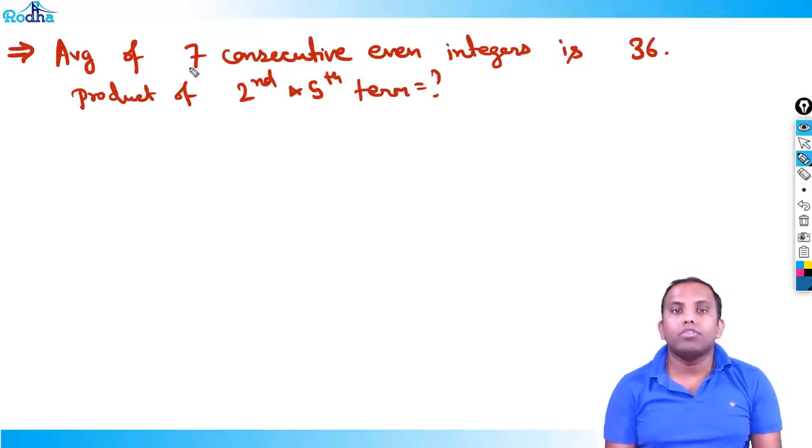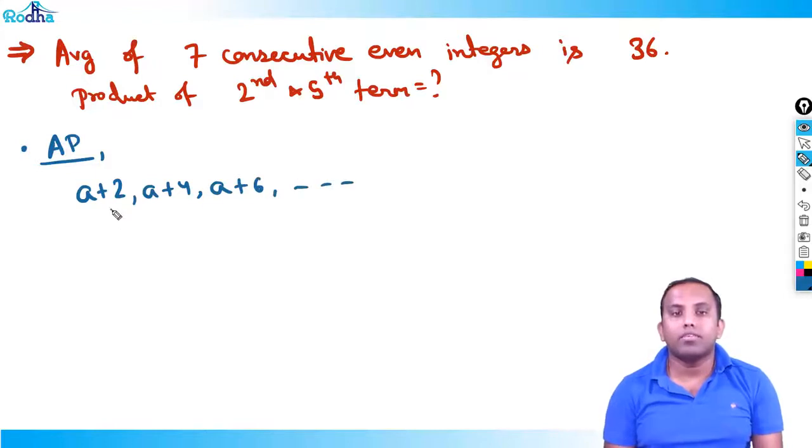The average of 7 consecutive even integers is 36. I can sense it here, right? 7 consecutive even integers means this series is in AP. Even integers always have a gap of 2. Suppose one term is a plus 2, the other term will be a plus 4, the other a plus 6, right? All these are with a gap of 2. So this is in AP.